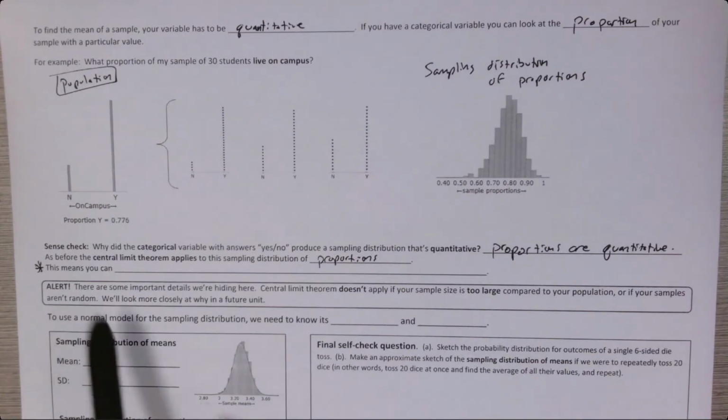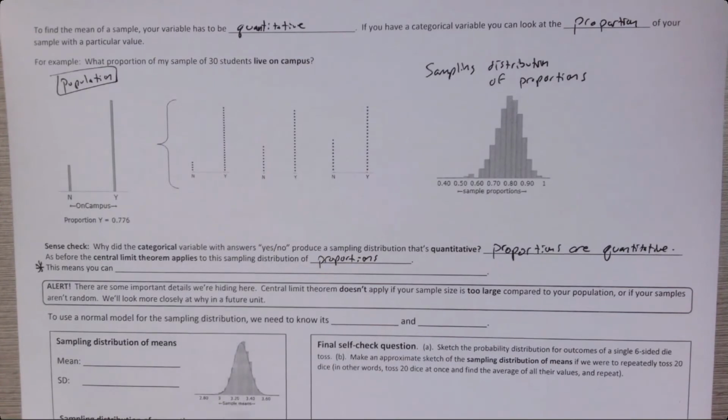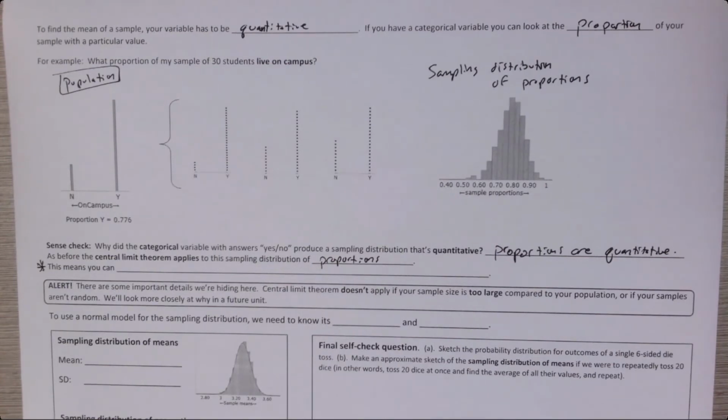Just as a quick alert here, we are hiding some important details. So there's some conditions that need to be met before the central limit theorem applies, and we haven't enumerated what those conditions are, but one of them is that your sample size can't be too large compared to the size of your population, for example. Or if your samples aren't random samples, then it doesn't apply. And we'll look at all that stuff more closely in the future. I just wanted to let you know that they exist, so that you don't naively go through your life thinking that the central limit theorem always applies no matter what.